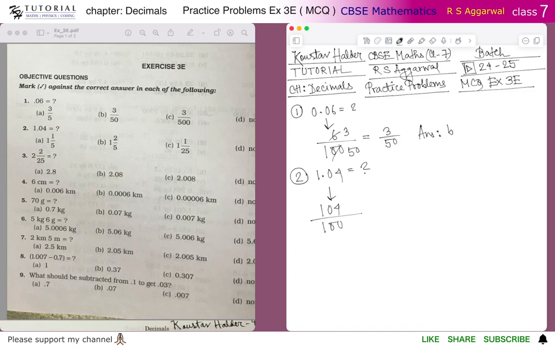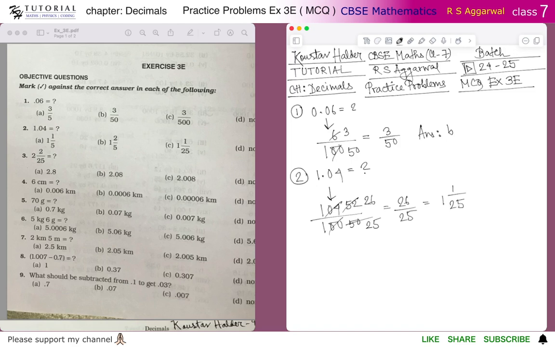So now if you reduce this further, you can see in the options there is the mixed fraction, and the fraction part we have is 1 by 25, 2 by 5 and 1 by 5. Okay, let's see. If I divide by 2, I get 52 by 50, and if I divide further by 2, I get what do I get? 26 by 25. So this is 26 by 25, and of course this is 1 by 25.